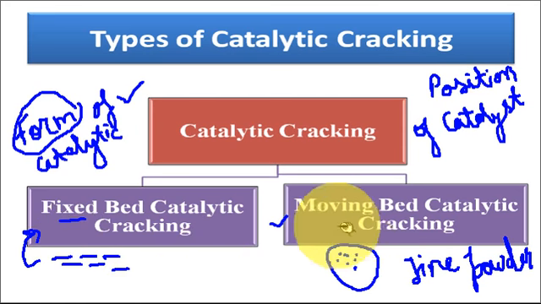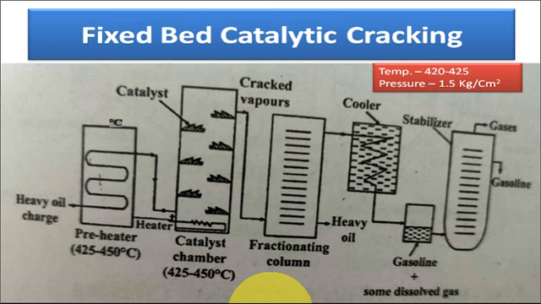Second, if the catalyst is used in the form of fine powder and this fine powder is used in flowing condition, then this is called moving bed catalytic cracking. So I hope it is clear what the main difference between these two processes is. Now let us discuss each process one by one. First is the fixed bed catalytic cracking.